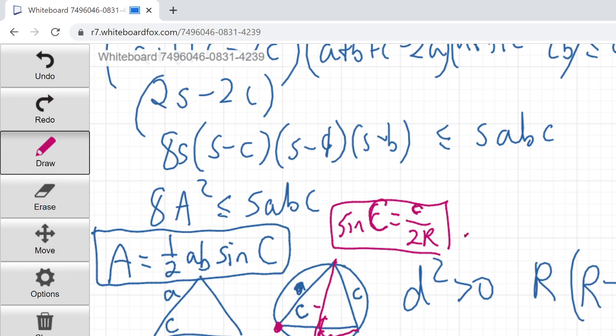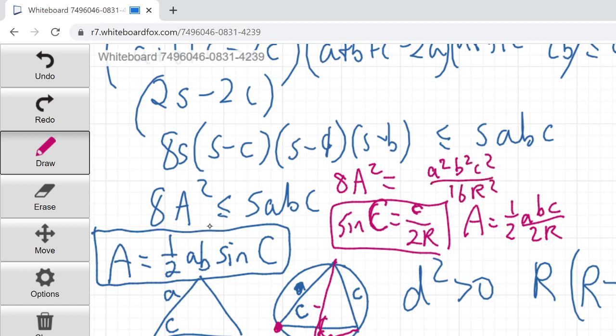Alright, so then the area is equal to half ABC times c on 2r, right? So then that's just ABC on 4r. So 8a squared from that formula would be, squaring it, 1 on 16 r squared. So it'd be a squared, b squared, c squared on 16 r squared, and then you times it by 8, so it's over 2 r squared. That's a squared, b squared, c squared on 2r squared, yeah?